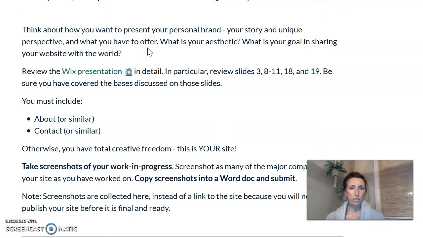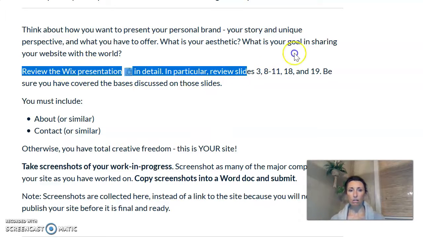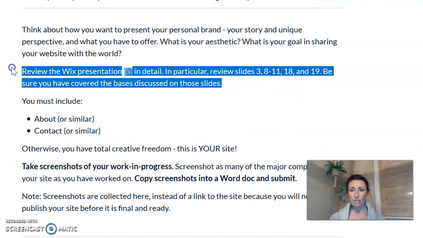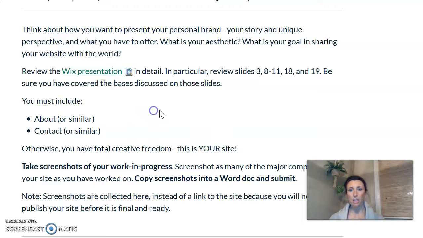What will be the mood and the atmosphere of your website? So review the Wix presentation that's linked here. In particular, I would like you to focus on these slides here and be sure that you've addressed the issues covered on those slides, okay? So I'm just going to highlight this here because it's important to give yourself a little time to go through that process, okay?